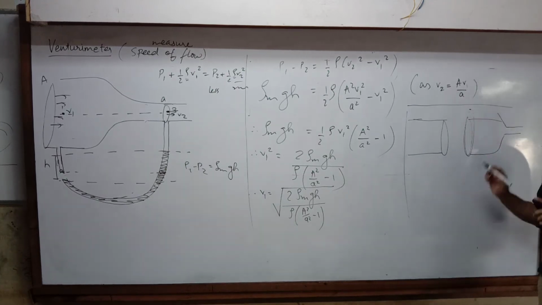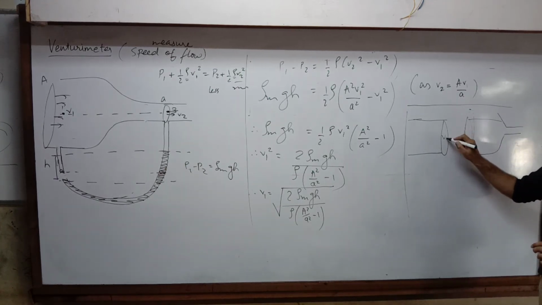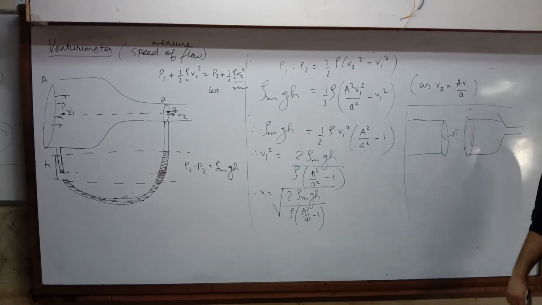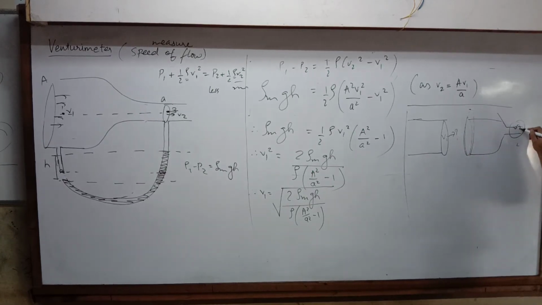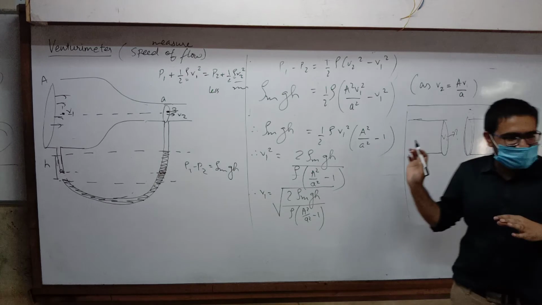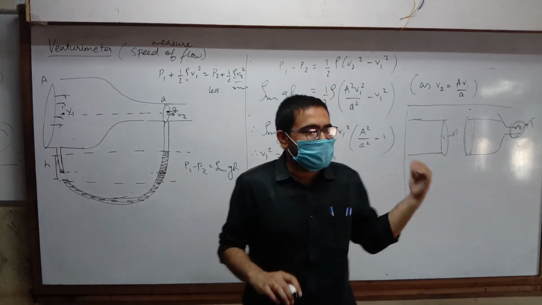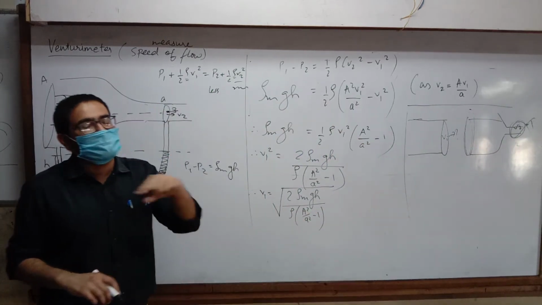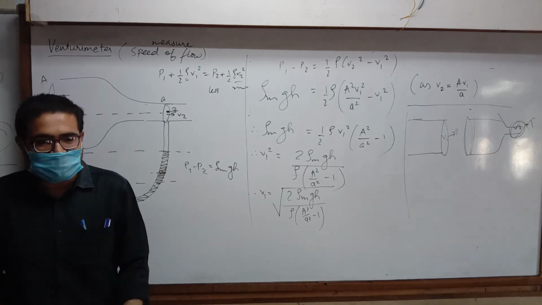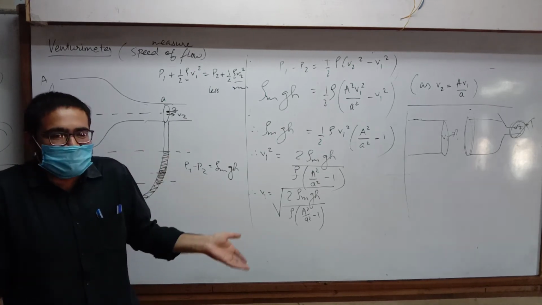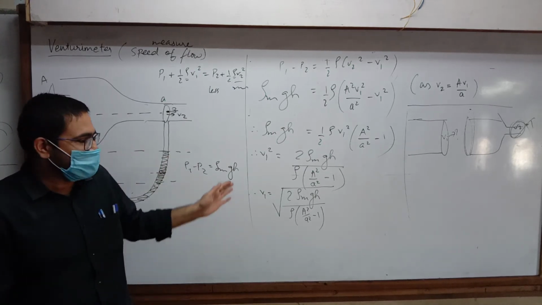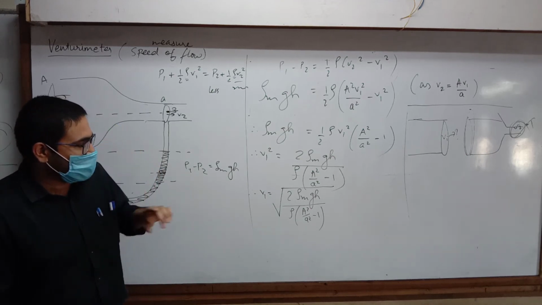Very good. Now we are interested in finding what the speed is here. So we want to find what is V1. We are not interested in finding what the speed is here. This is of no use. Understood? That's why we are deriving a formula for V1, not for V2. Right? If you want to, you can, but it's useless. Okay. So this is the venturimeter formula.